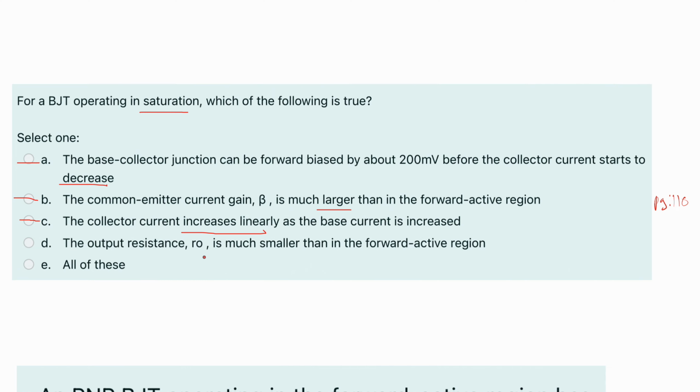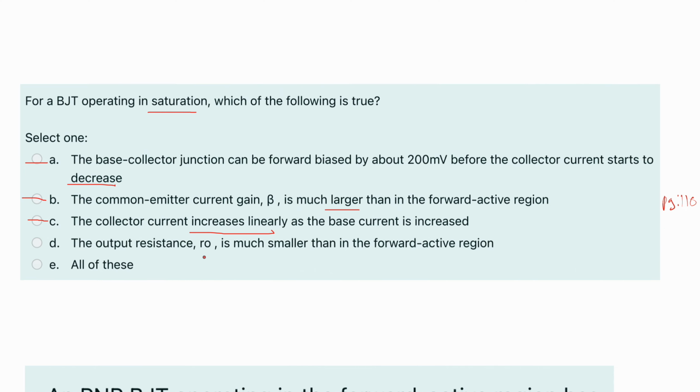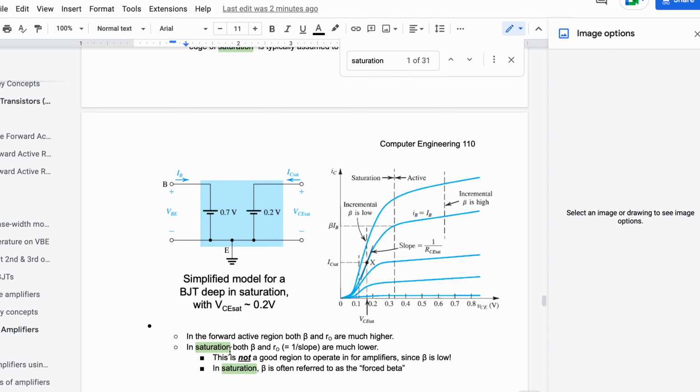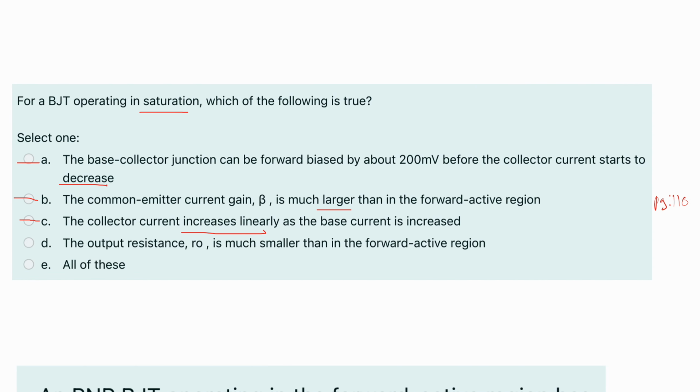The output resistance R0 is much smaller than in the forward active region. This is true. In saturation, both our beta and our R0 are much lower. So that means the answer to this problem is going to be D. Not all of these either. That cannot be a solution since only one is correct. So that's how you would use the notes link below the like button to solve this problem.